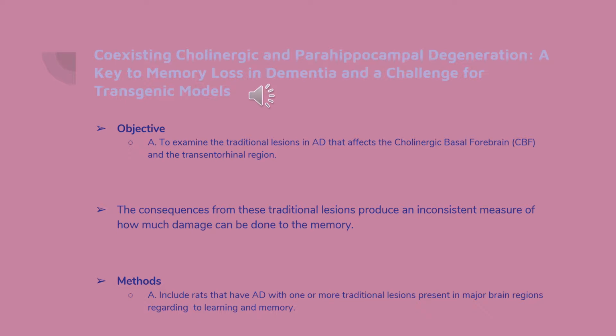For this final project, I found 3 peer-reviewed articles on the topic of dementia, Alzheimer's, and memory loss, and found them to be quite captivating. The first peer-reviewed article is known as Coexisting Cholinergic and Hippocampal Degeneration, a key to memory loss in dementia and a challenge for transgenic models.